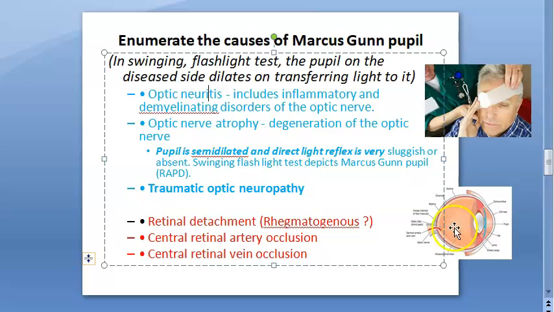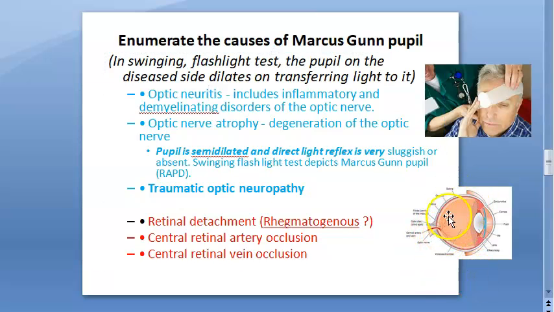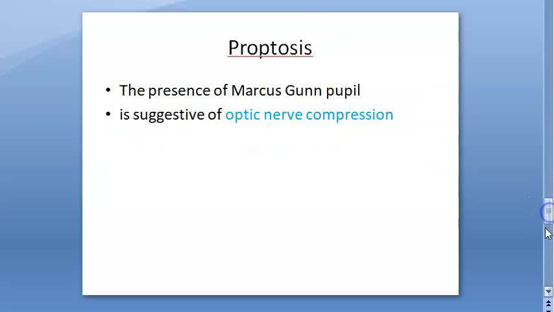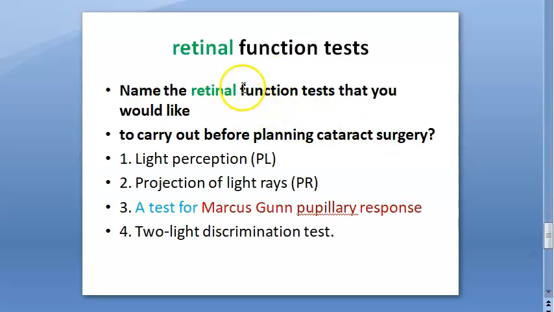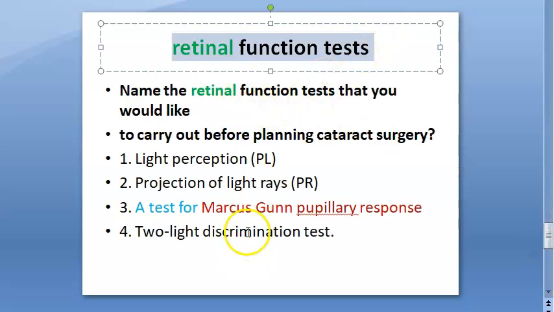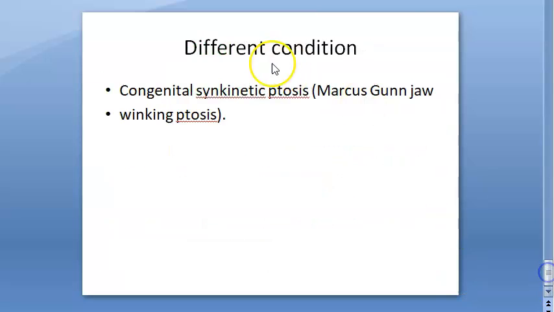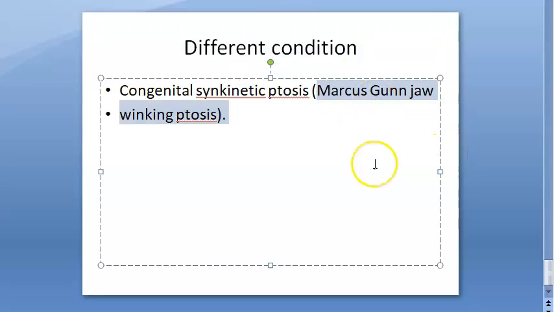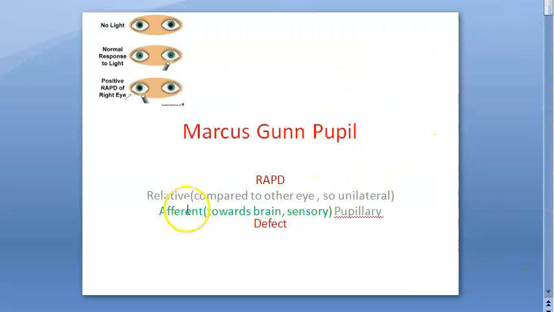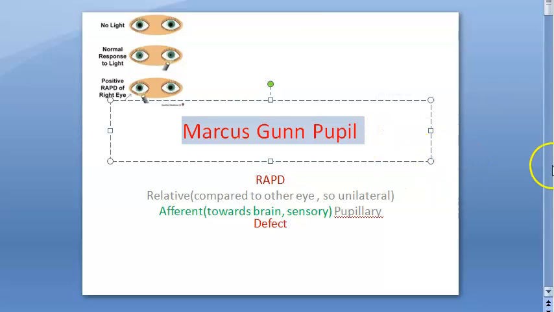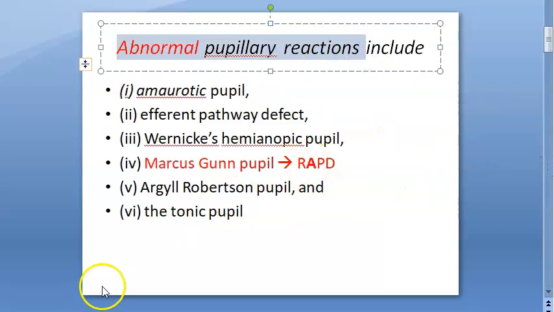What are the causes? Retinal detachment, central retinal artery occlusion, central retinal vein occlusion, optic neuritis, optic nerve atrophy, traumatic optic neuropathy. So what else? In proptosis, it can happen that even the optic nerve is compressed, so there can be Marcus Gunn pupil. So when you want to check the retina, one of the checks is Marcus Gunn pupil, especially in cataractous lens, because you cannot see the fundus. Don't confuse with Marcus Gunn winking ptosis. That's a different condition. So basically in this, remember Marcus Gunn pupil, abnormal pupillary reaction.